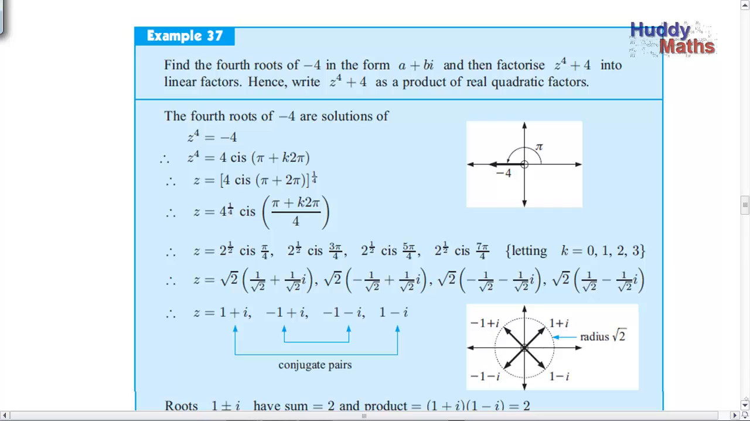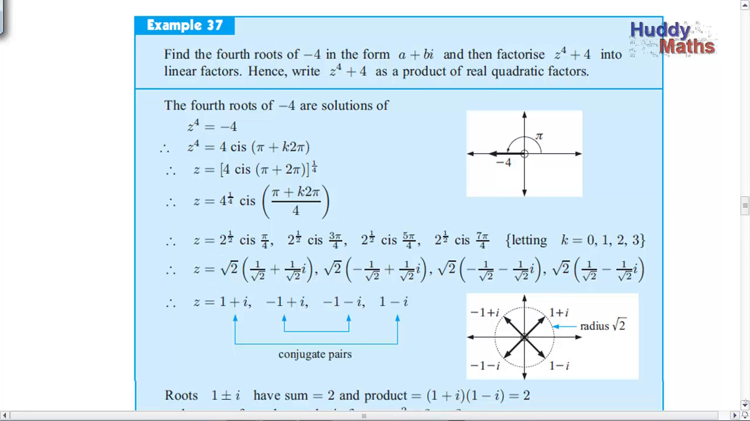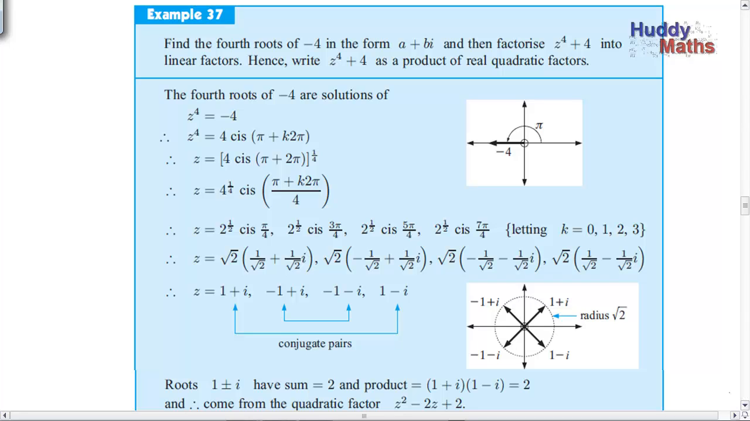later, and that's the 4th roots of numbers, in particular later on, the 4th roots of unity of 1. Find the 4th roots of neg 4 in the form a plus bi, and then factorise z to the 4th plus 4 into linear factors. Hence why z to the 4th plus 4 is a product of real quadratic factors. Well, that's interesting. We know that. That is coming back to the reverse of the method of factorisation to solve the equation. We'll find the roots and reconstruct the equation afterwards.